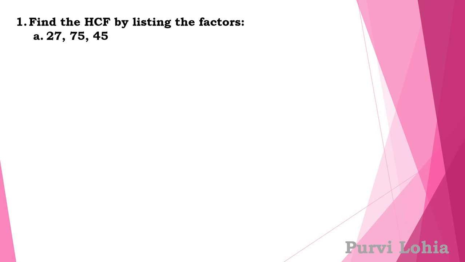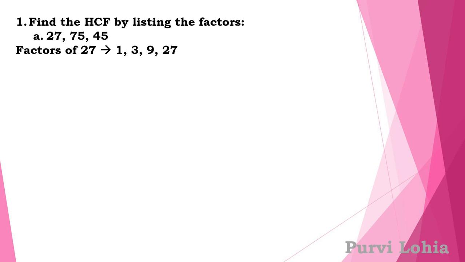Let's discuss the assignment first. Find the HCF by listing the factors. The first question was 27, 75 and 45. So we will list the factors of all the three numbers. So factors of 27 are 1, 3, 9 and 27.